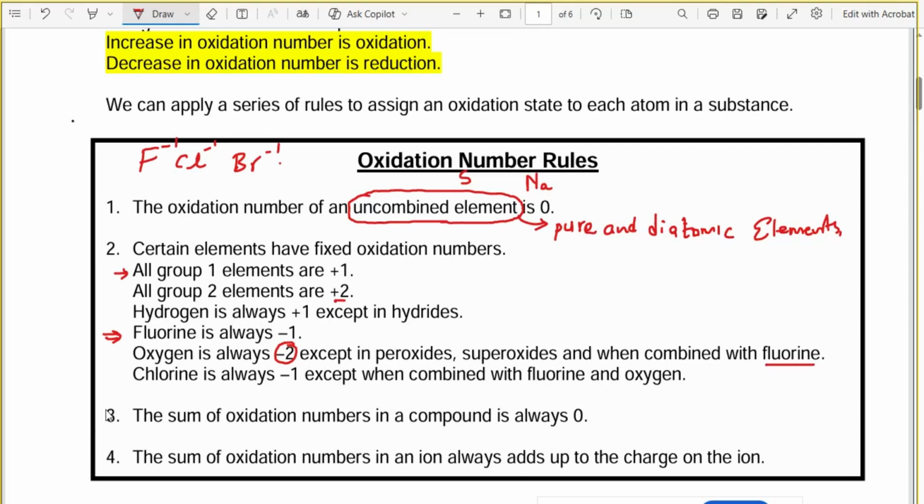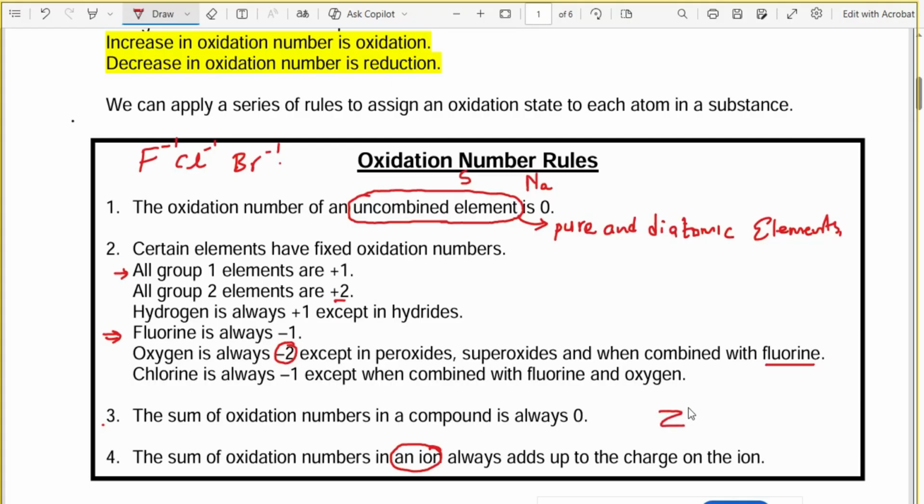Now, the most important one, number 3: the sum of oxidation numbers in a compound is always 0. If this does not make sense, wait until we do examples, and you'll understand everything. The last one: the sum of oxidation numbers in an ion always adds up to the charge on that ion.